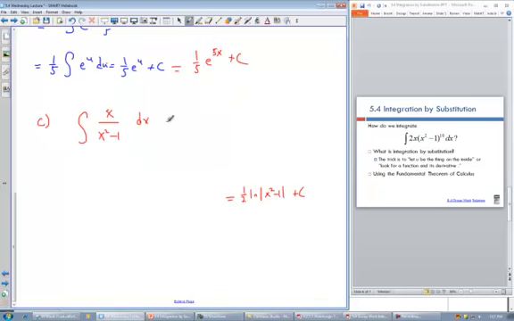The next one's a little harder. So on this one, I have two choices. I can let u be x, or I can let u be x squared minus 1. If you let u be equal to x, you'll get the same thing back, so it's not going to help you. So I let u be equal to x squared minus 1. And then du is equal to 2x dx. All right, so here's my u, so no problem there. I have my u.